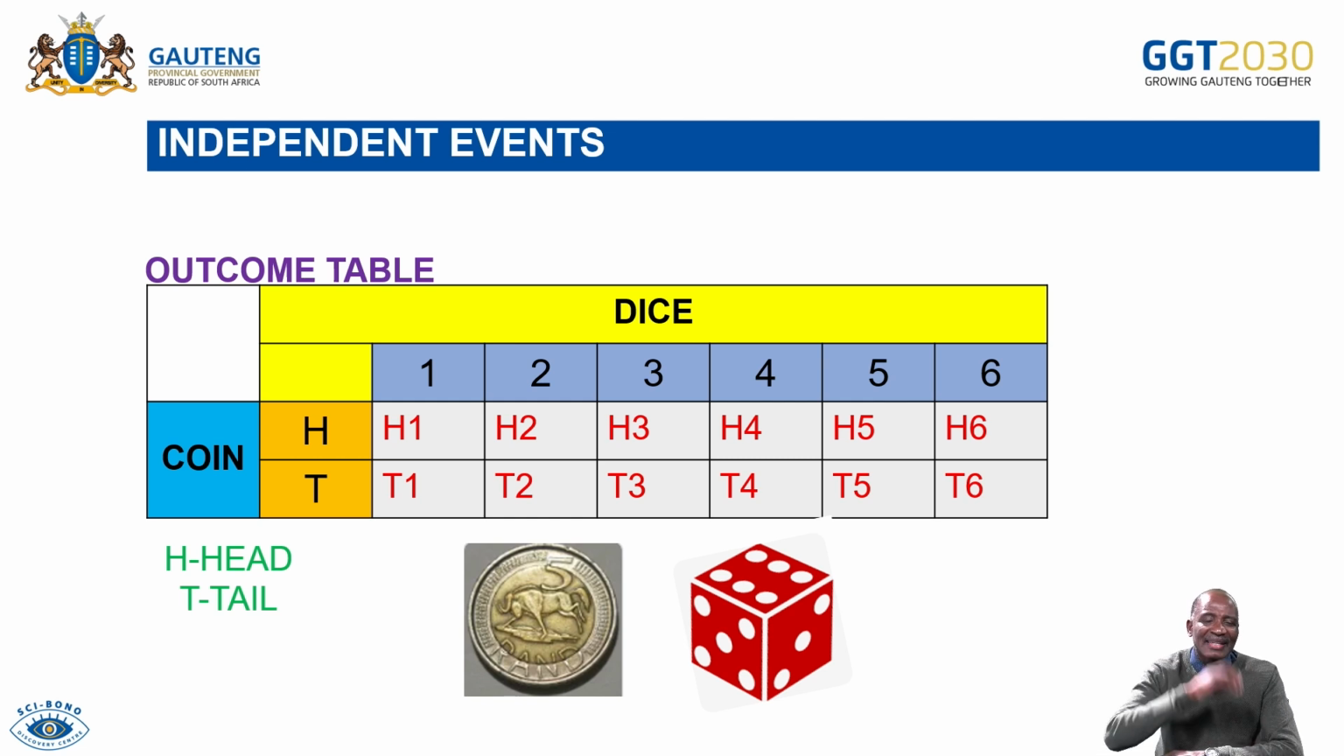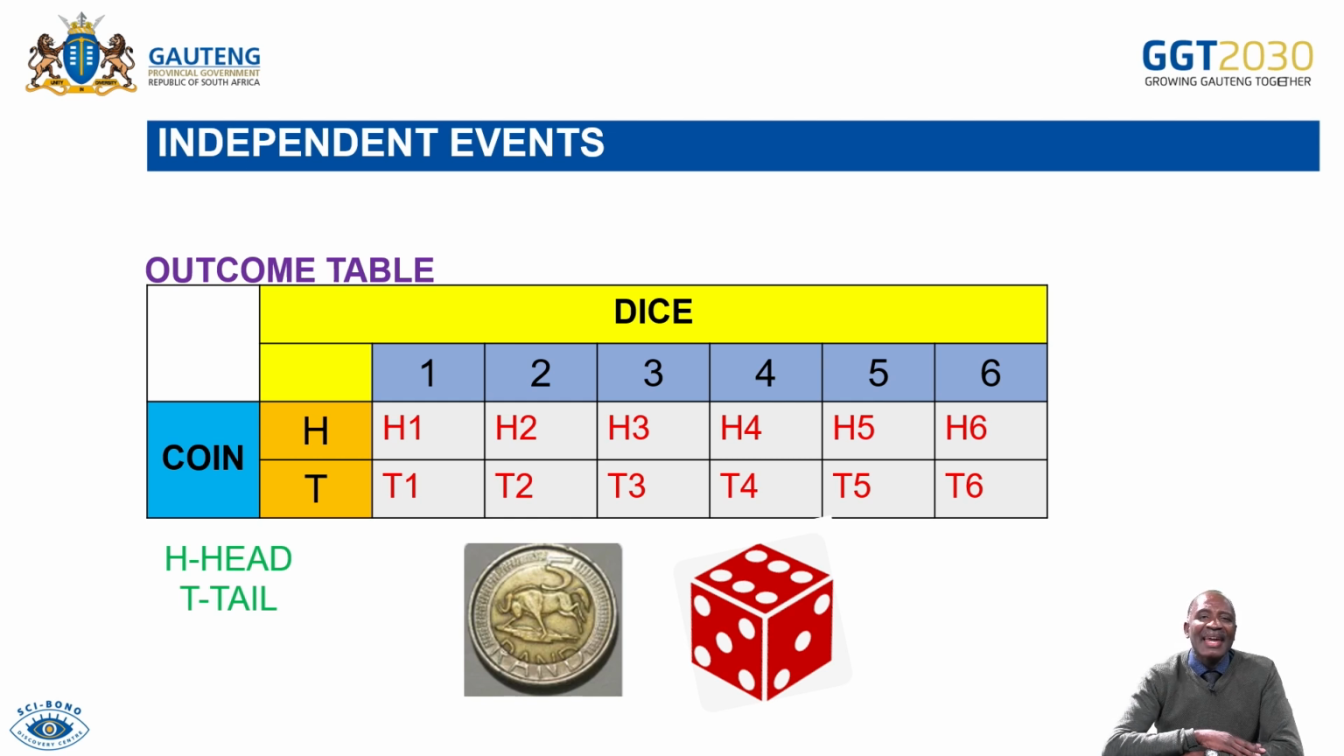So it's a head and a tail, right? Usually it's a tail where there is a number and a head where there is a face of a human being. That's where it came from to say heads and tails. So when I toss this coin and throw a dice, I may get a head and a 1. That could be my outcome.